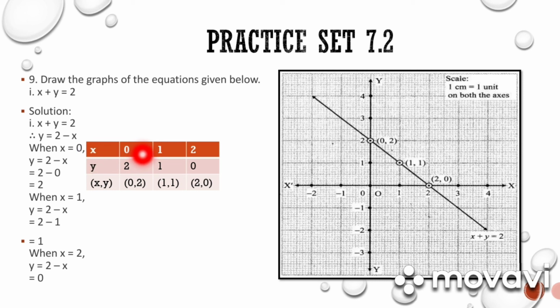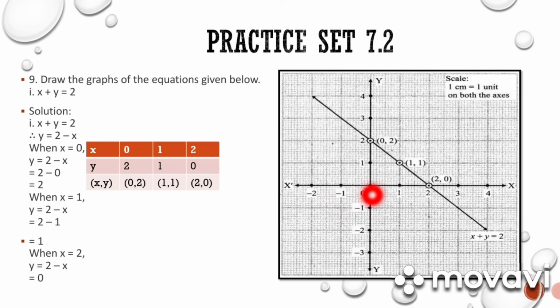Therefore, if x = 0, y = 2, and the coordinates (x, y) are (0, 2). If x = 1, y = 1, and therefore the coordinates are (1, 1). And if x = 2, y = 0, therefore the coordinates are (2, 0). On the graph paper, we will draw the coordinate axes, that is x and y axes, taking a suitable scale of 1 centimeter equal to 1 unit on both the axes.